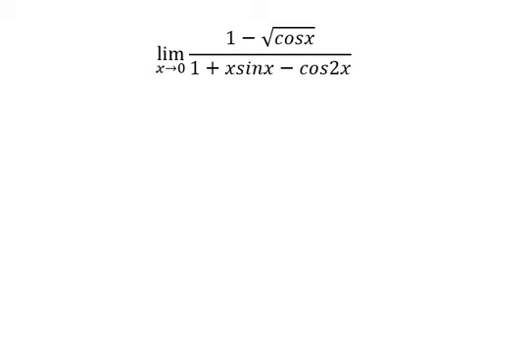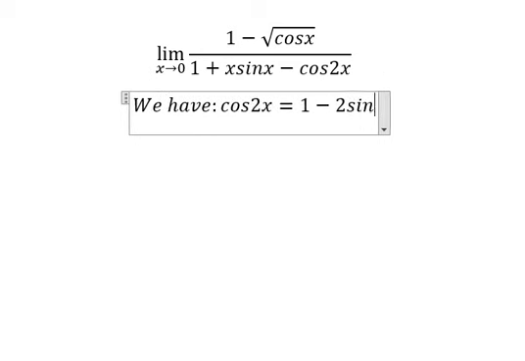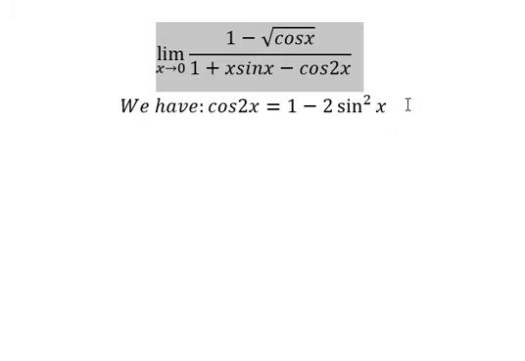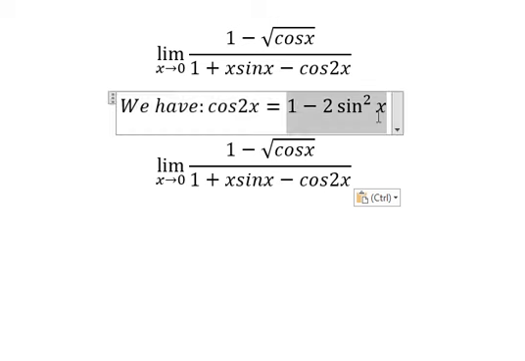Hello everybody. So today I want to talk about calculus, the topic that is about limits. Now I want to show you how to answer. We have the formula in here: cosine 2x equals 1 minus 2 sine squared x. Now we need to change cosine 2x into this one.